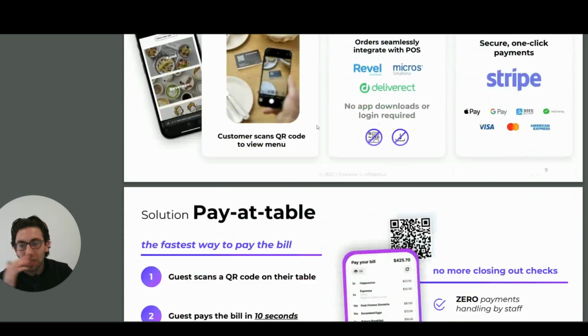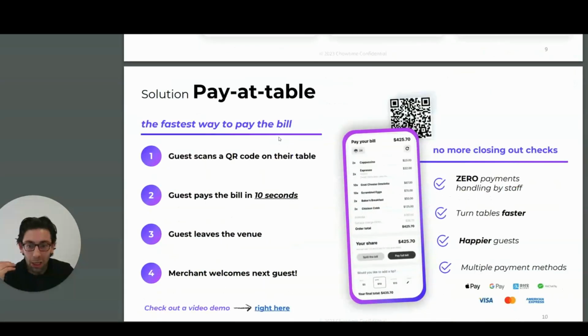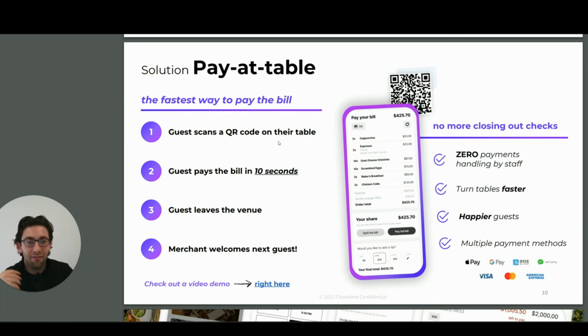So here we have 2 product modes. We had a product mode where guests could scan a QR code, get a menu, place their order, and pay for it, then get their food. And we had another one where they could enter the restaurant, order through the wait staff, have their entire meal, and scan a QR code at the end of their meal, receive a digital receipt like you see here, and pay it through their phone and leave.